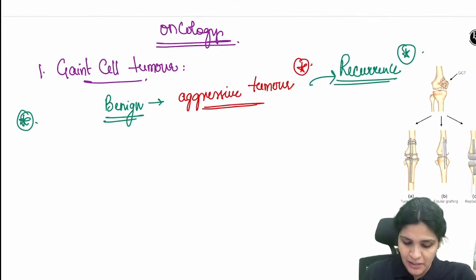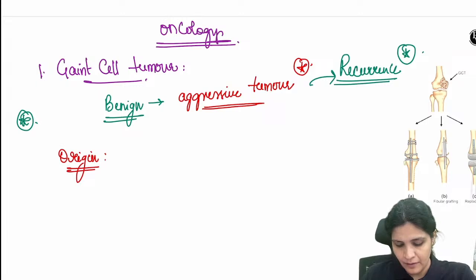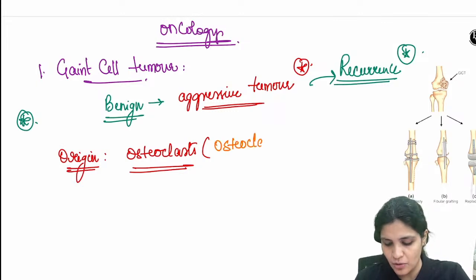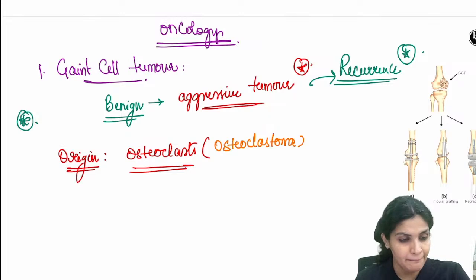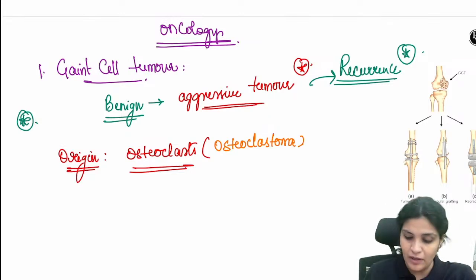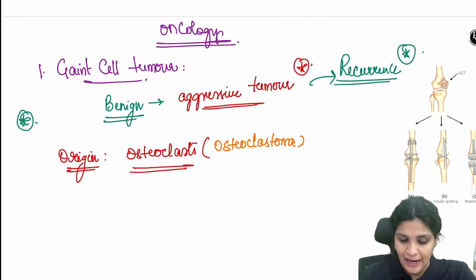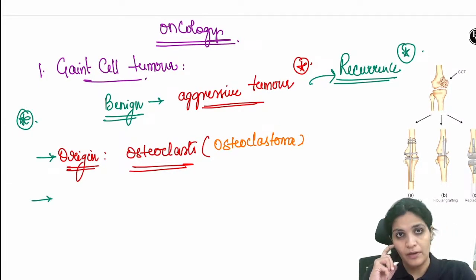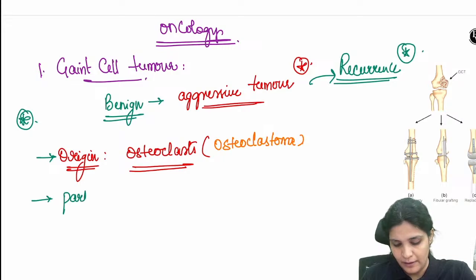So the cell of origin is the osteoclast, though there are some theories around it. For now, let us remember that the osteoclast is the cell of origin. Hence this is also called osteoclastoma, or giant cell tumor. And then the part involved, where it is seen.